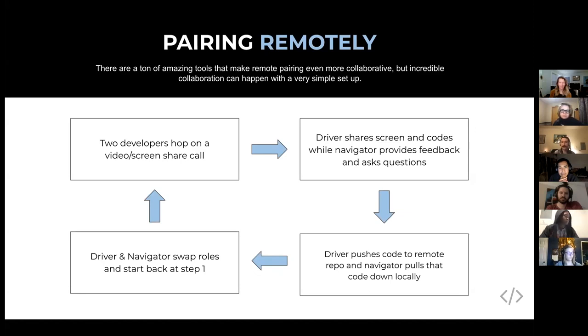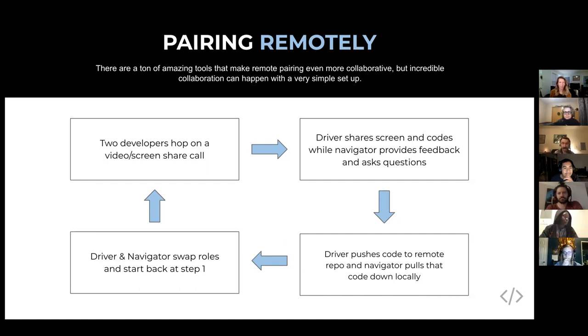When you want to switch or have the navigator look at some code and maybe validate that it works on their machine or run some tests, it's good to have the driver push the code up to the remote repository, like push up to your branch, and have the navigator pull that code down locally. The navigator can run it to make sure it works on their machine, which is a really common thing. Or maybe they just want to pull the code down so that they can look around and navigate within the branch and the code base to help inform the driver.